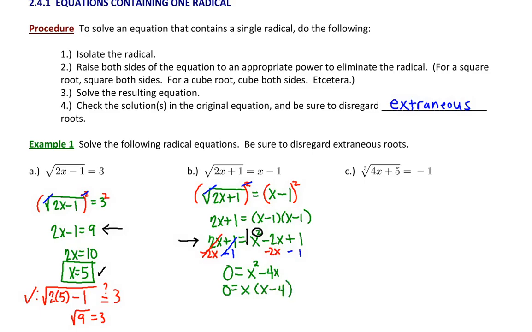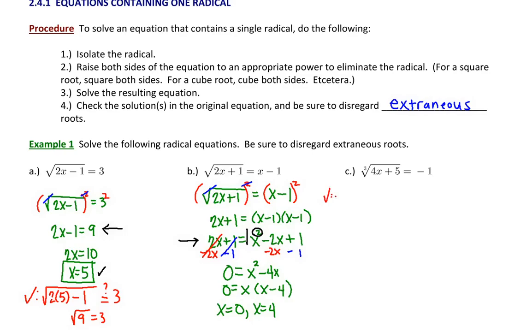So setting each factor equal to 0 and solving for x, we have two apparent solutions, x equals 0 and x equals 4. But again, you want to be very careful with these radical equations because sometimes they generate extraneous roots. So I am going to take the time to check both of them.